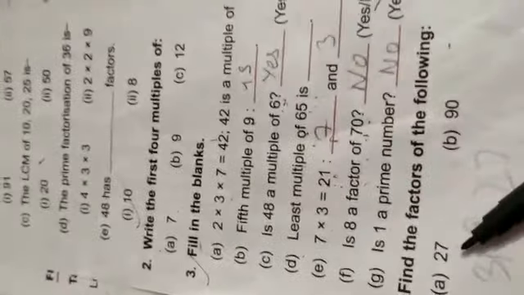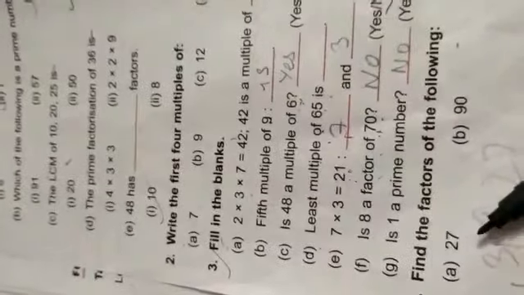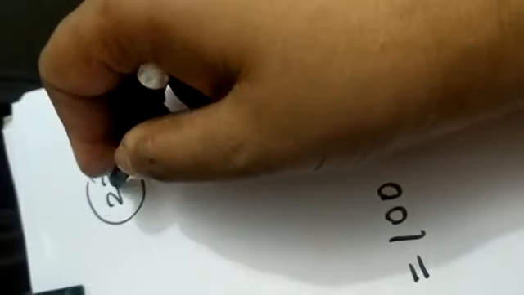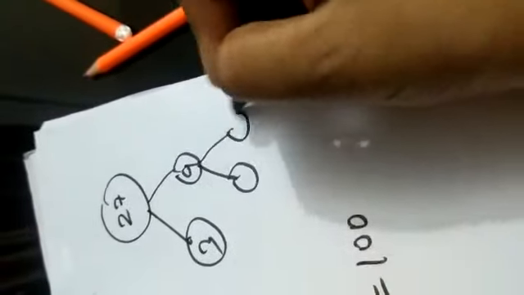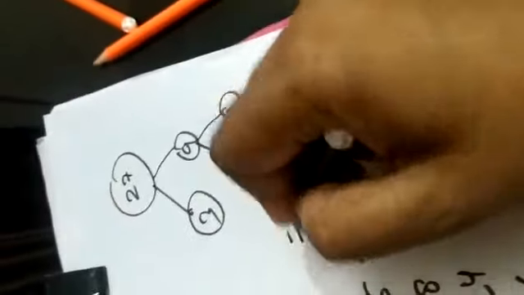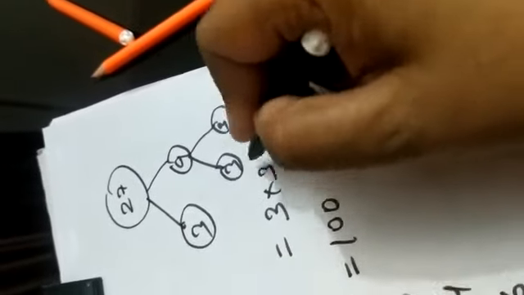So you can apply the factor tree method or the division method. Okay children, one example that I am showing you is by using the factor tree method. We break down 27, a composite number, into two parts, 3 and 9. Again 9 is a composite number, we divide it into two parts, 3 and 3. So the factorization is 3 into 3 into 3.